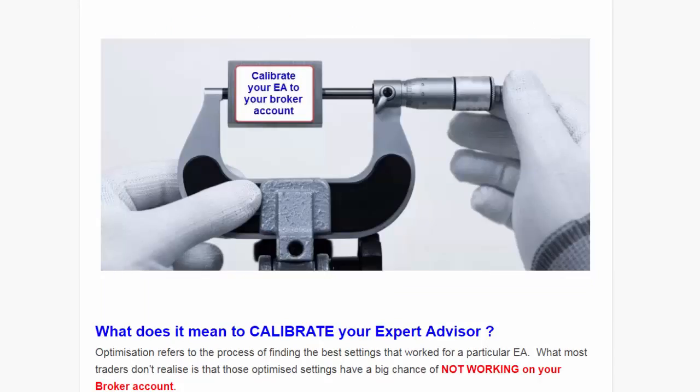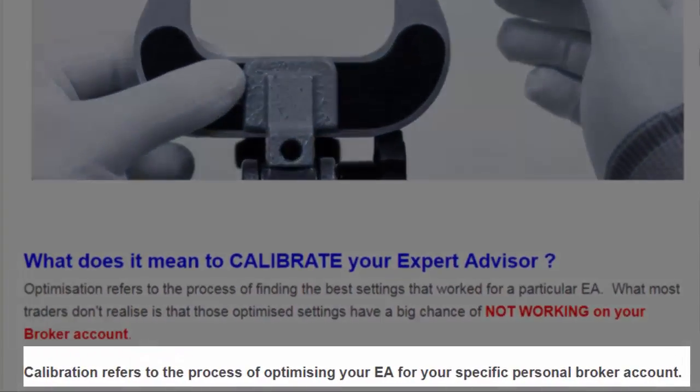Now what a lot of people don't realize is that set files and optimized settings are of no use to you unless you are using the identical broker account that the tester or supplier of the set files is using. So calibration refers to the optimization of the EA that you're using for your particular broker account. It's useless using set files. You have to calibrate it to your broker account.